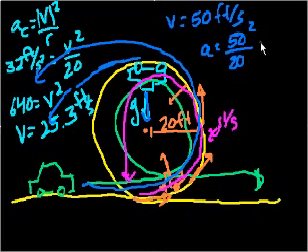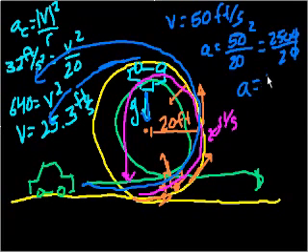50 times 50, so that's 25 with 2 zeros over 20. One of the zeros cancels. So the acceleration is going to have to be 125 feet per second squared. The inward acceleration, the centripetal acceleration, has to be 125. So what's going on? Gravity is only going to provide 32 of that. So the rest of it is actually going to be the normal force of the surface of the loop-de-loop, or of the surface of the road.